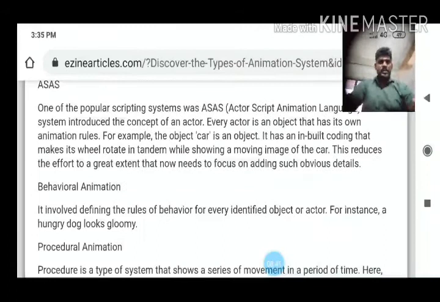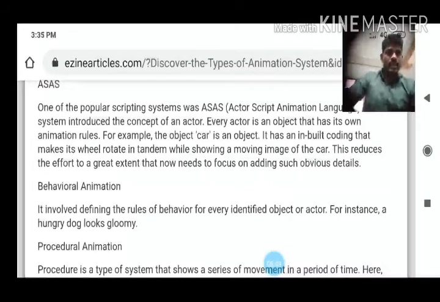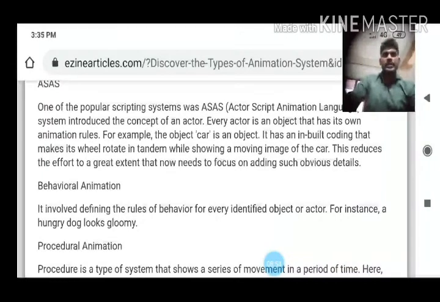For example, the object car is an actor here. It has an inbuilt coding that makes its wheels rotate in tandem while showing a moving image of the car. So when you decide the object, it has an inbuilt code. When you introduce the car object, automatically that image will rotate the wheel. How does it rotate the wheel? That is inbuilt code. All that script is written like that in the inbuilt code. This reduces the effort to a great extent, so you don't need to focus on adding such obvious details.